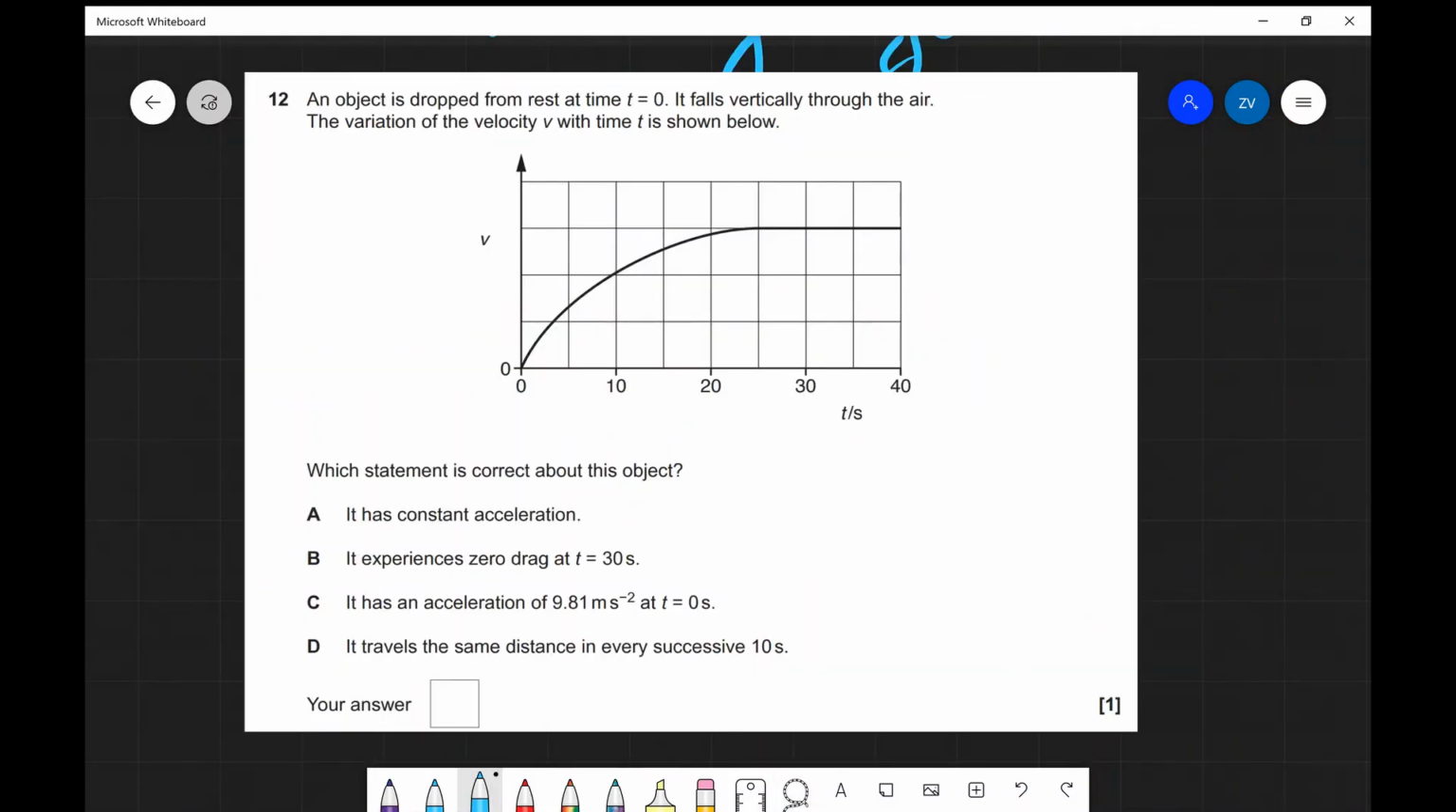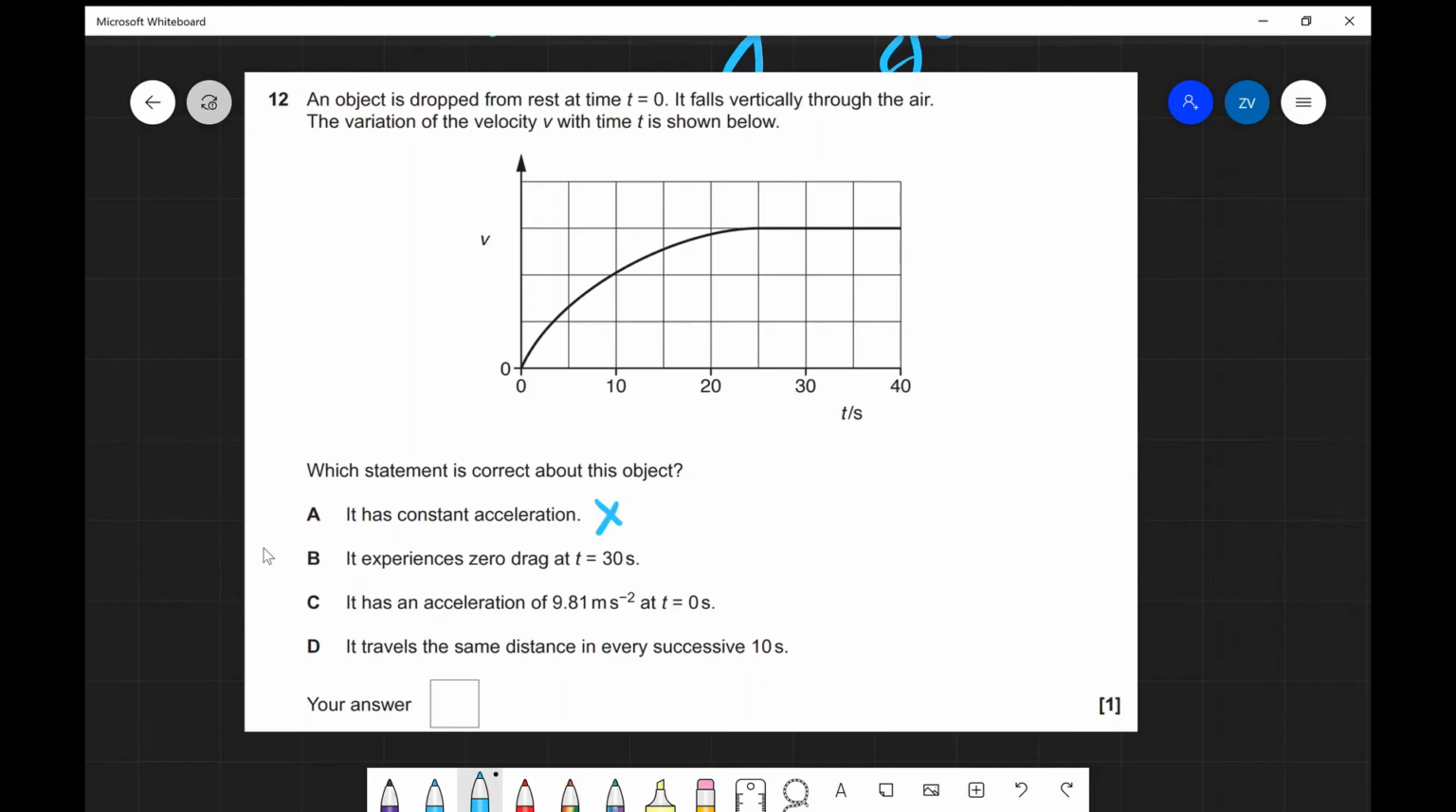Hey guys, so moving on to question number 12. An object is dropped from rest at time t equals 0. It falls vertically through the air. Which of the following statements is correct about this object? So A, it has constant acceleration. That is not true. In fact, we can see that the gradient of the tangent curve, which will give us the acceleration, is constantly changing. So it has quite a high acceleration to begin with. The acceleration is eventually reaching 0 as the curve tails off here. So A is not correct.